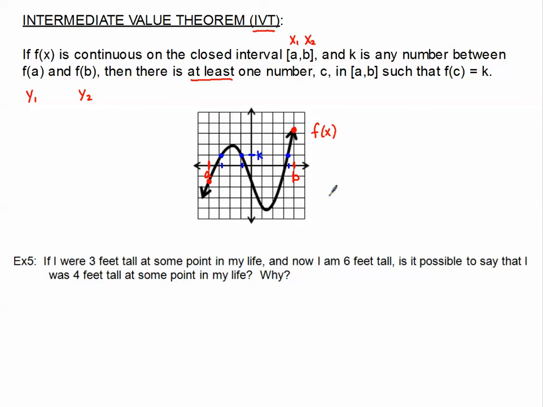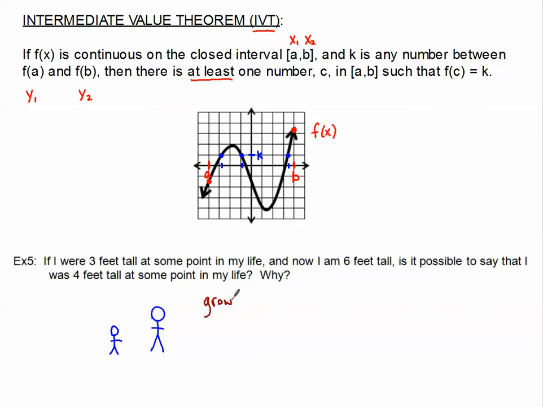Think about it like this, example 5. If I were 3 feet tall at some point in my life, so here I am, little toddler, and now I am 6 feet tall, so great, now I'm a little bit taller. Is it possible to say that I was 4 feet tall at some point in my life? And why? Well, the answer to this question, of course, is yes.